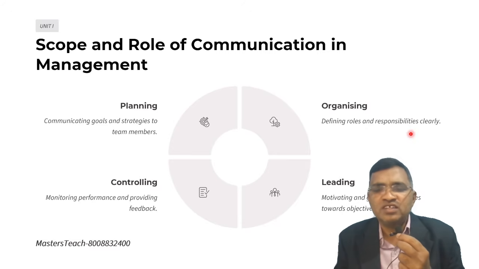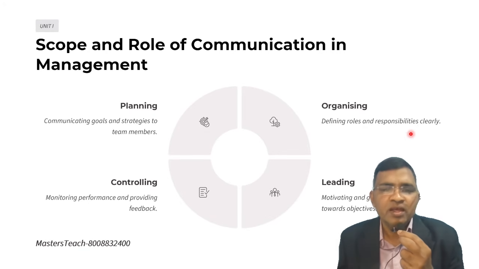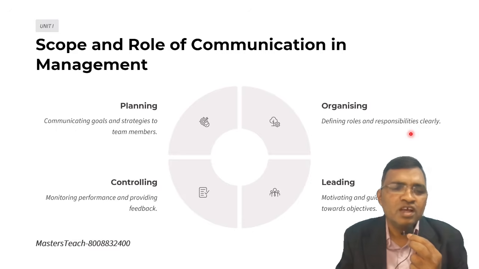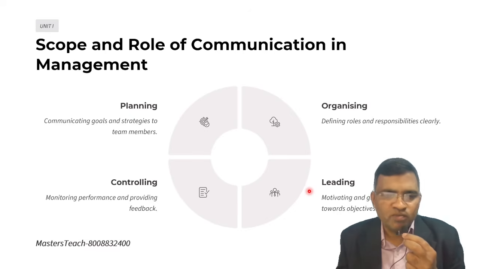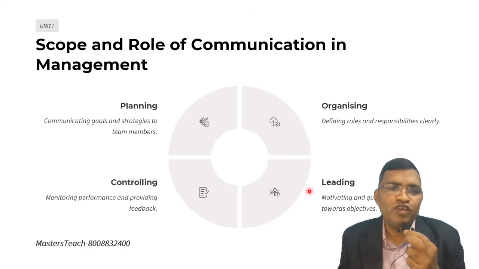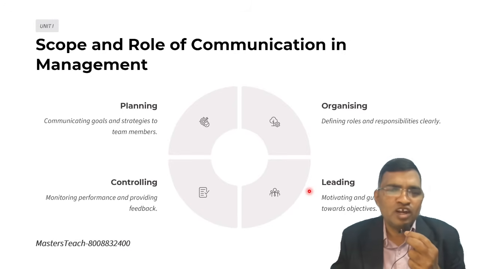Then organizing. Whatever communication you make, it should be an organized one, so you have to define roles and responsibilities clearly. And leading: you have to motivate and guide the employees towards the objectives. Controlling means you have to check and monitor the performance and give feedback. This is the scope and role of communication in management: planning, organizing, leading, and controlling.